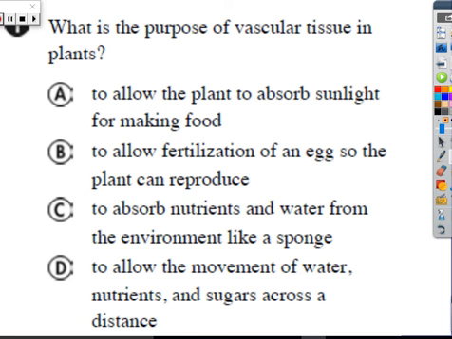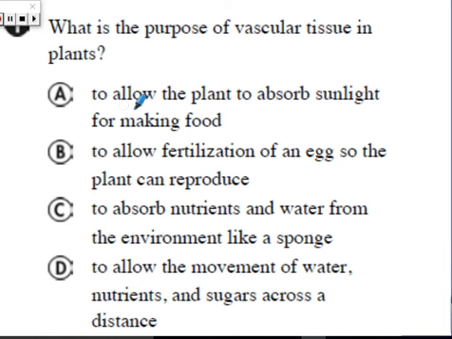Question 1. What is the purpose of a vascular tissue in a plant? So what's the job of it? To allow the plants to absorb sunlight for making food, to allow fertilization of an egg so the plant can reproduce, to absorb nutrients and water from the environment like a sponge, to allow the movement of water, nutrition, and sugar across a distance.